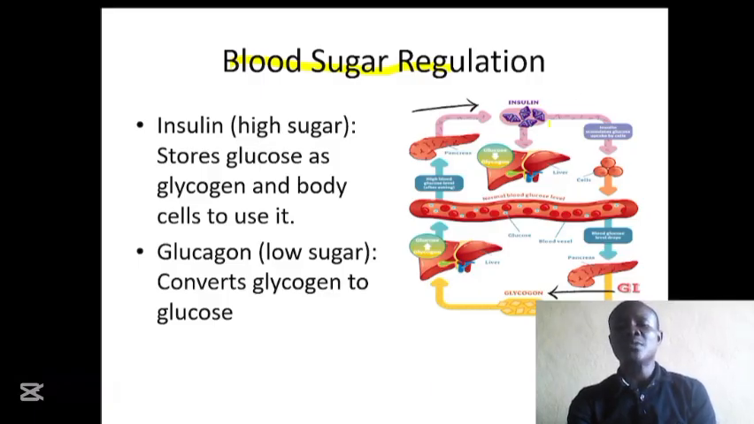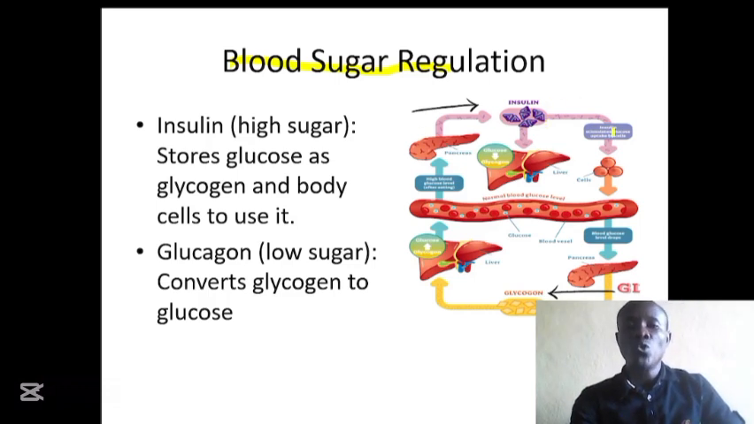So let's also observe this slide that we have here. When the blood glucose level is low, what will happen? When the blood glucose level is high, most often after eating, what will the pancreas do? The pancreas will secrete what we call insulin. This insulin will cause the cells of the liver to take up this excess glucose and store it in the form of what we call glycogen.